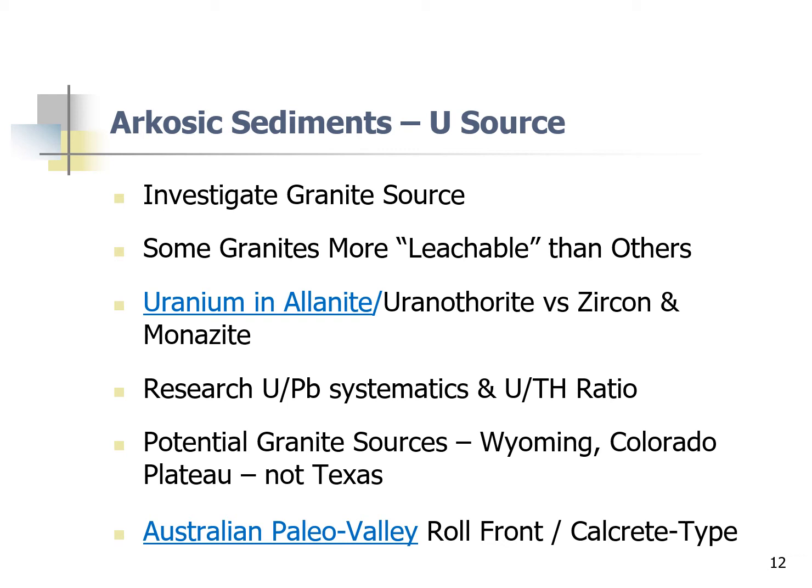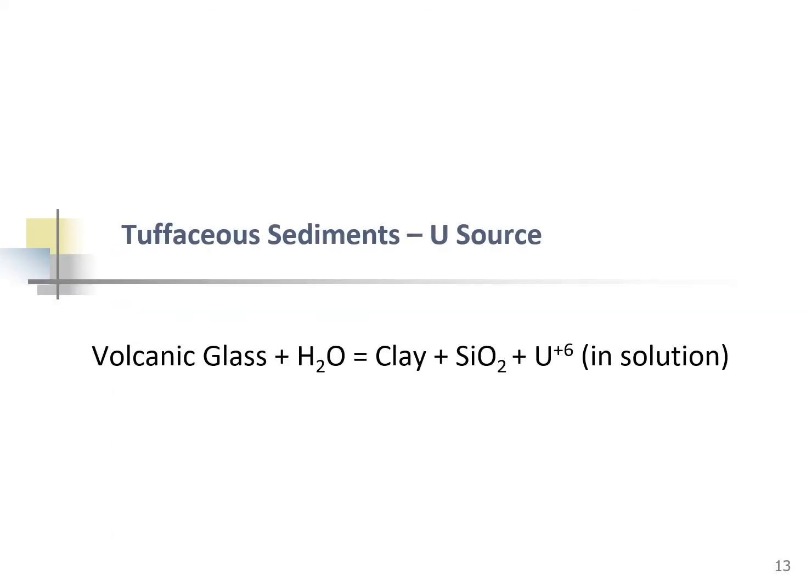In Australia, you have paleovalley roll front deposits and a calcrete type deposit, which is totally different from what we're discussing today. Tuffaceous sources are an important uranium source. If you take volcanic glass and weather it, you form clays which cannot accept uranium into their structure. You can release a lot of silica, and if it's an oxidizing situation, you end up with hexavalent uranium in solution.